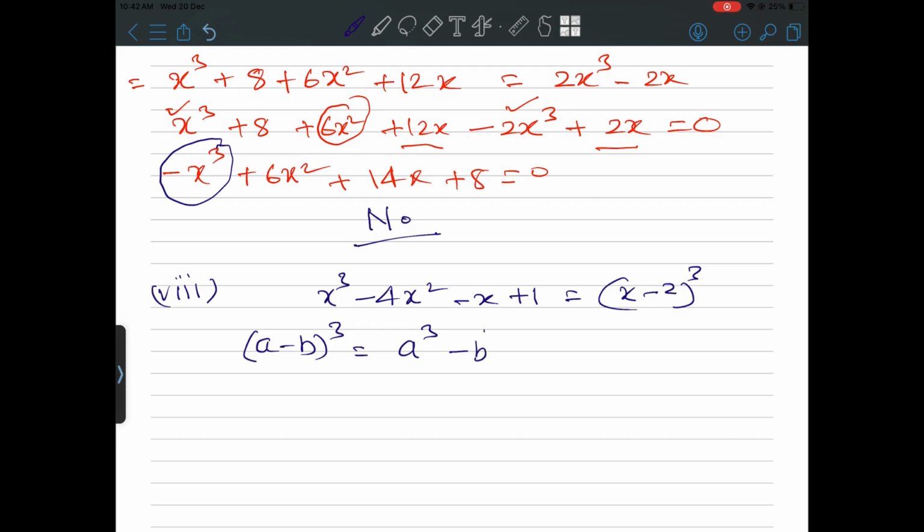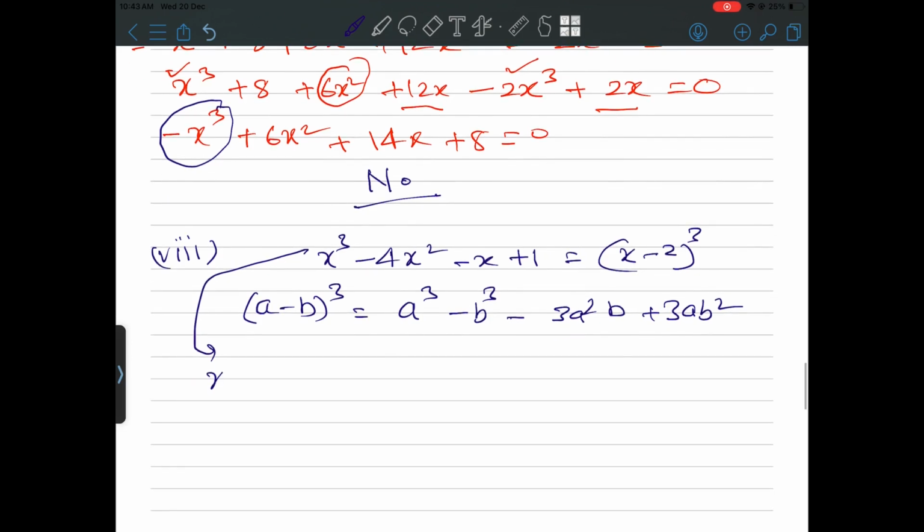Then we have the minus b cube. Then we have minus 3a square b plus 3ab square, right? So this is the formula you should always remember. Okay. Now we can expand this equation easily. So we can see that x cube minus 4x square minus x plus 1 is equal to this, expand it.